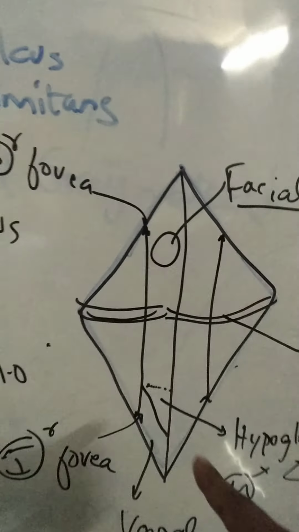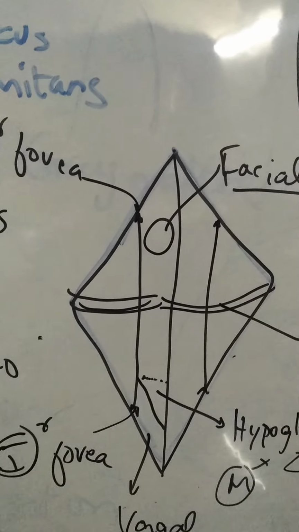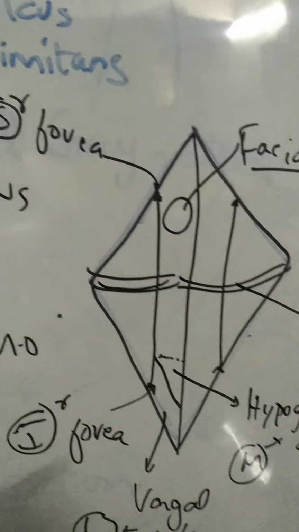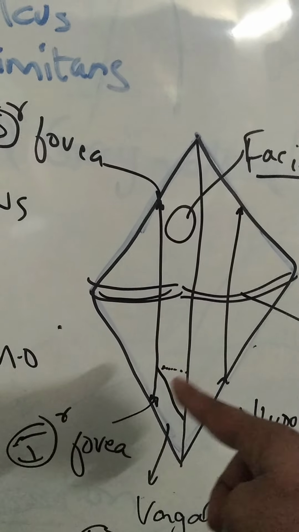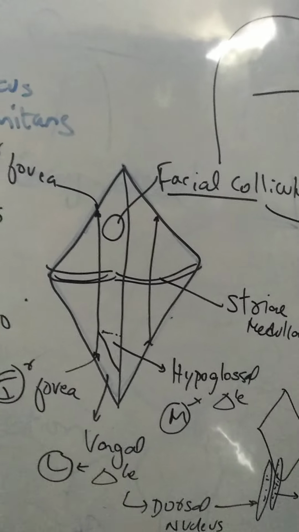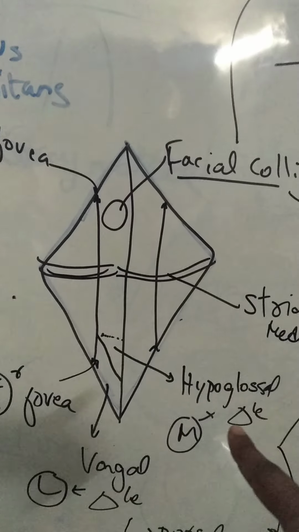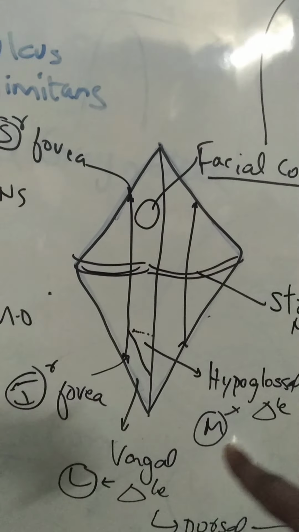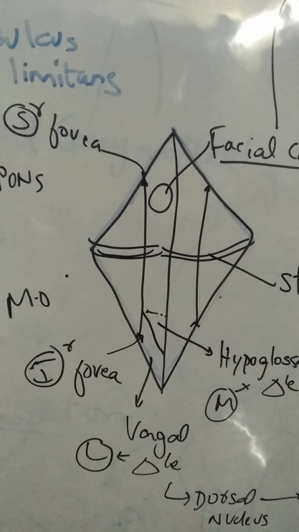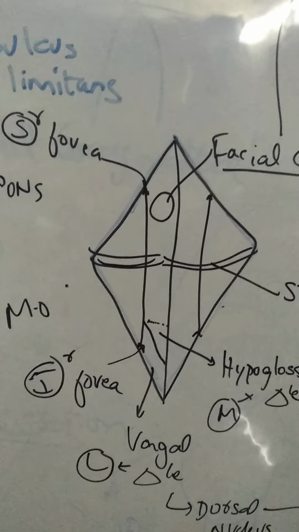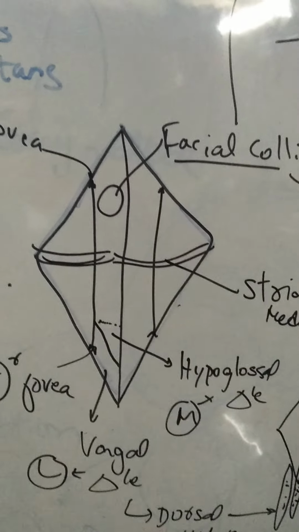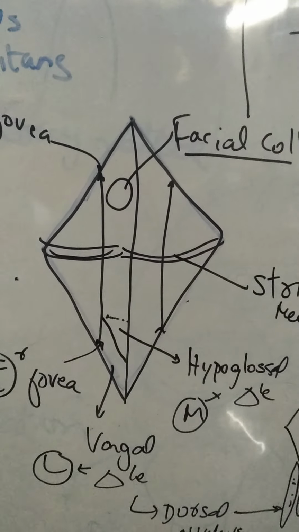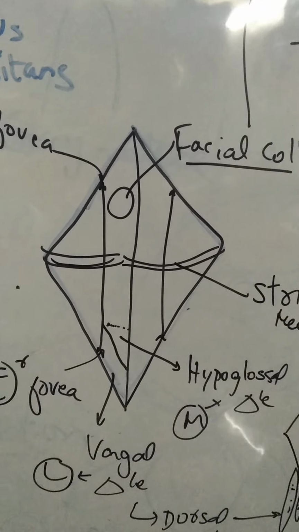The lower part, sulcus separans or funiculus separans, opposite to the inferior fovea, is in the medulla oblongata. Medially there is one triangular area called the hypoglossal trigone or hypoglossal triangle. Laterally one more triangle, called the vagal triangle or vagal trigone. So opposite to the inferior fovea there are two triangles: medially the hypoglossal trigone, laterally the vagal trigone.